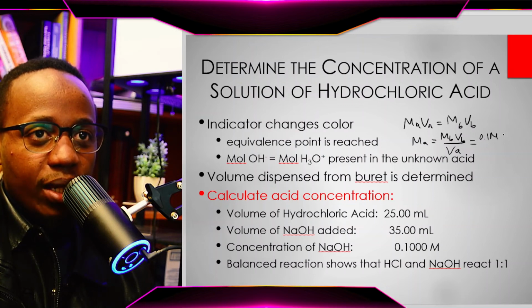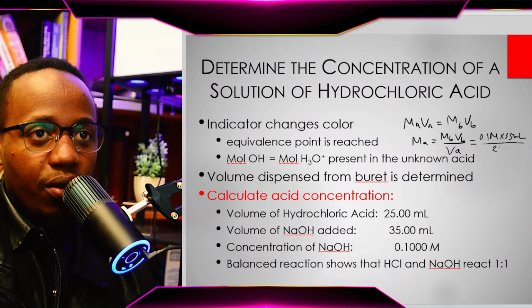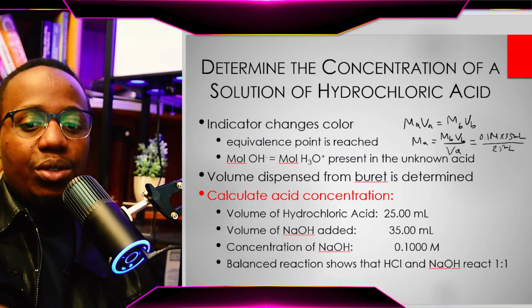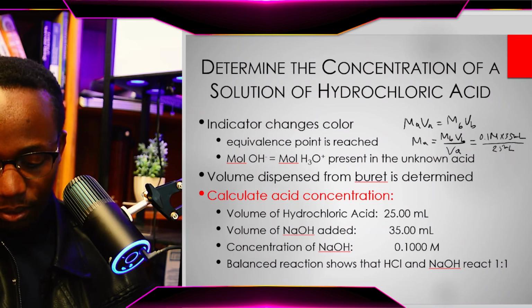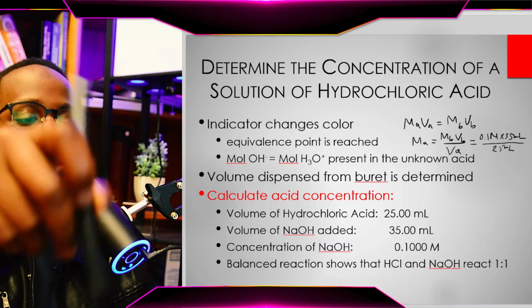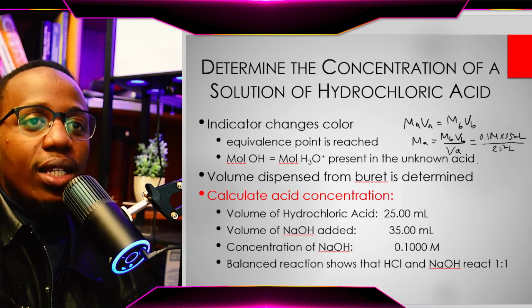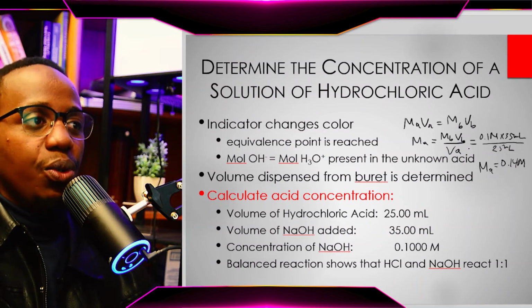VB is the volume of the base added, 35 ml, over VA, which is the volume of the acid, 25 ml. So 0.1 times 35 over 25 is 0.14 molar. So the concentration of the acid, the one that we were looking for, or MA, is 0.14 molar. Beautiful. You can do that from titration.